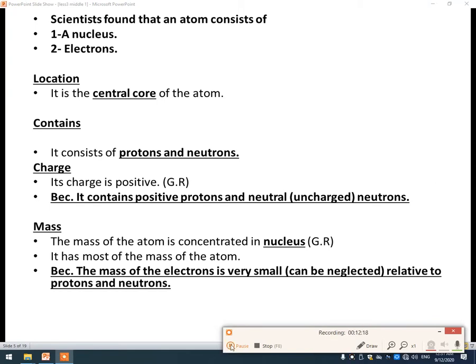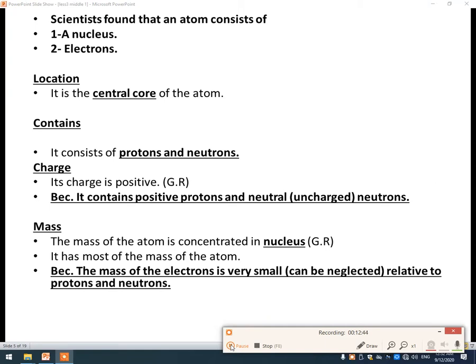Now let's talk about the charge. You have to know that everything in life is charged. What does charged mean? It carries a positive charge or a negative charge. Anything in life is charged. So now I need to know what is the charge of the protons and the neutrons, which are found in the nucleus.